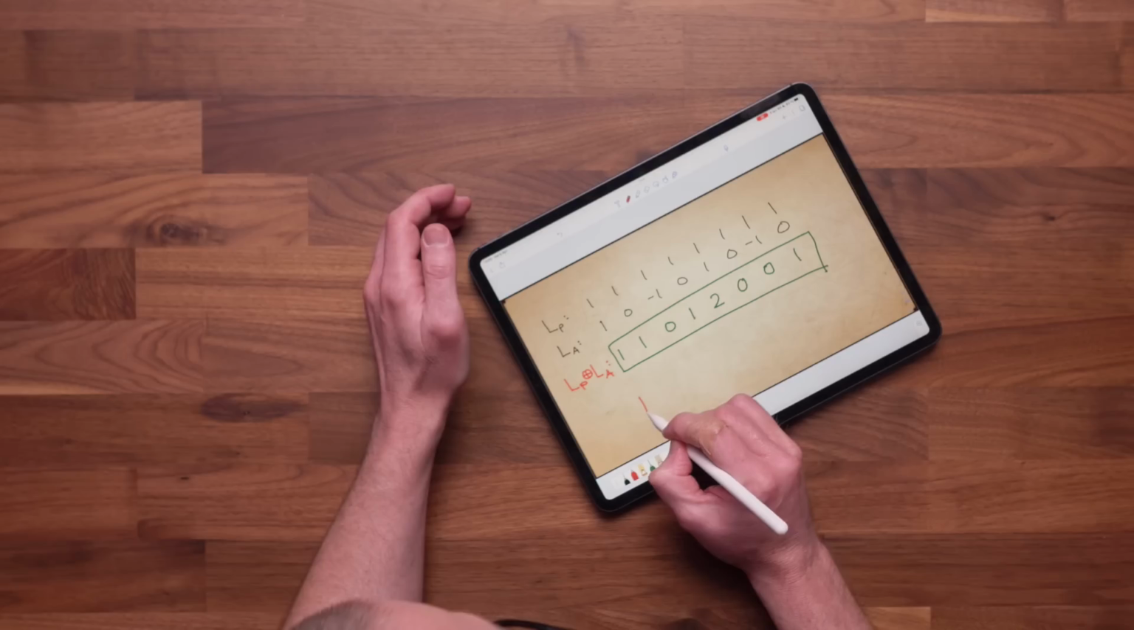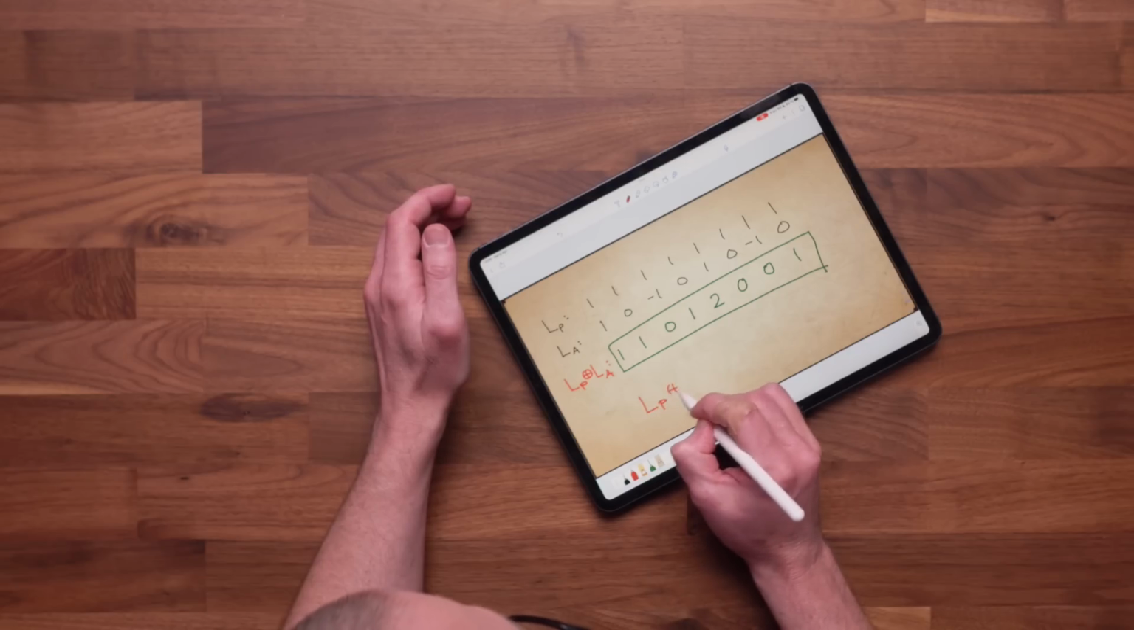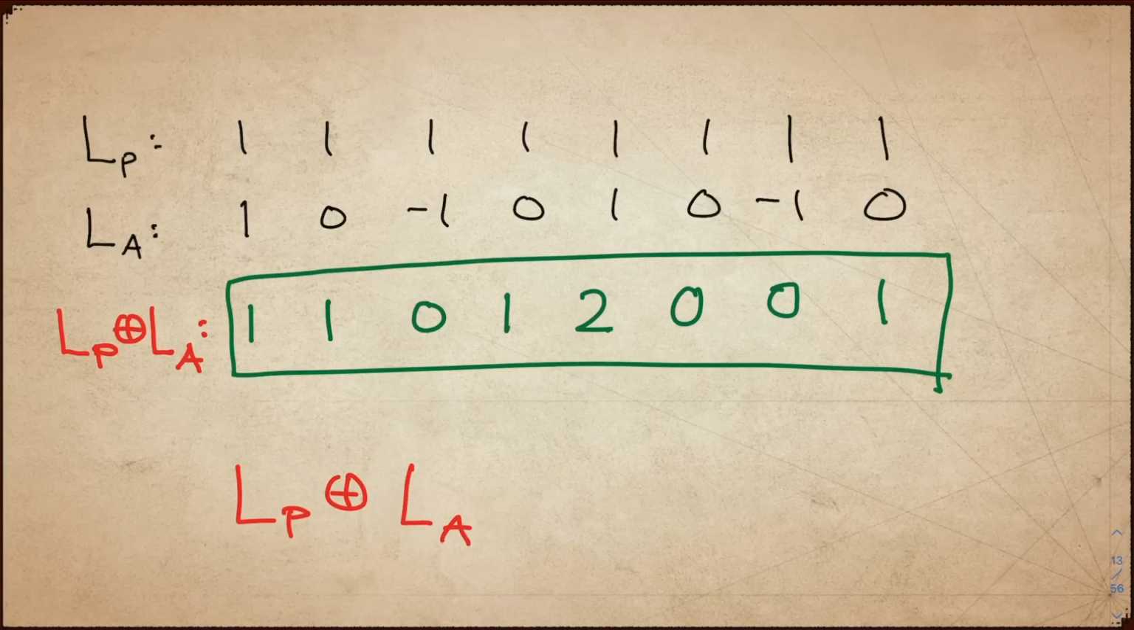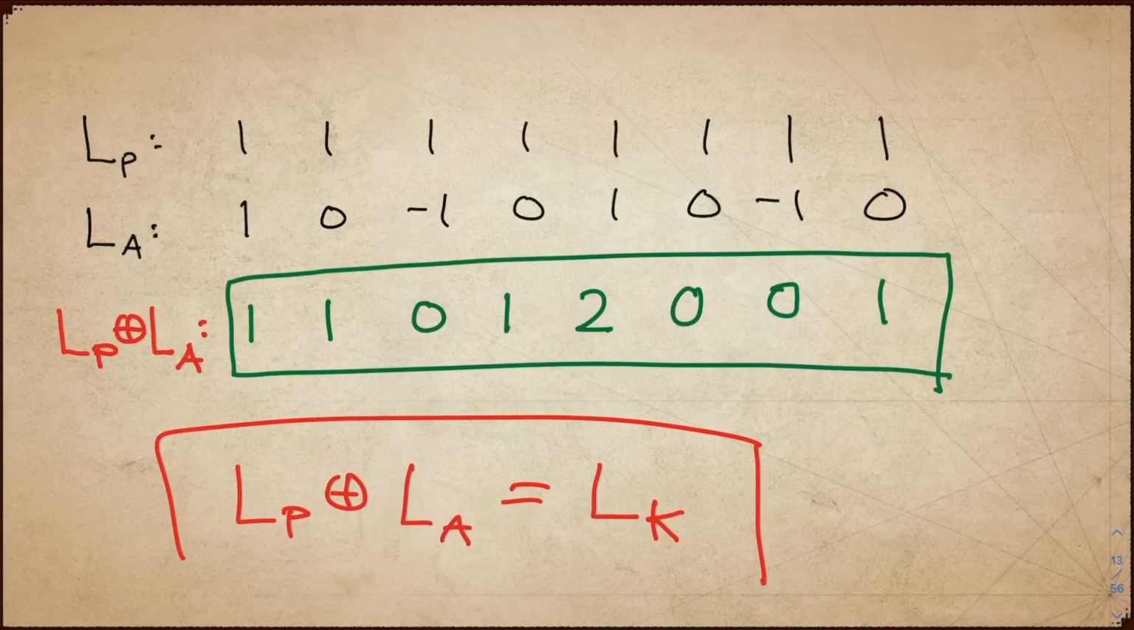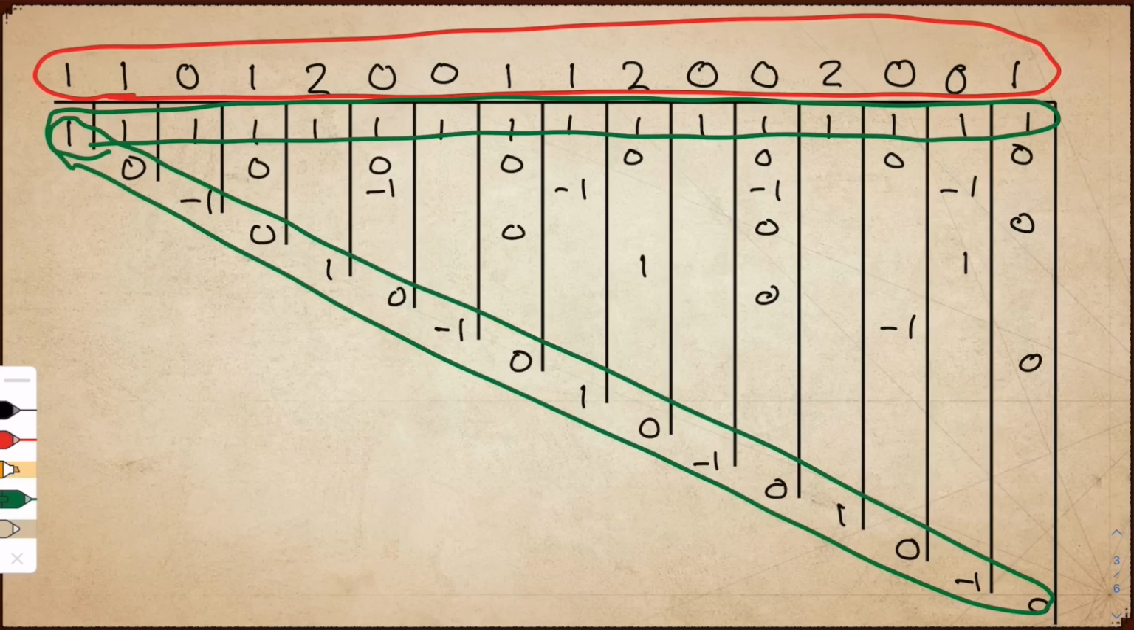Anyway, the upshot here is that the L function of P plus the L function of A is the L function of K. And this is a more precise explanation of what we did back in episode 2 with a triangular table where we constructed the sequence of K based on finding the pattern of A along the diagonal.